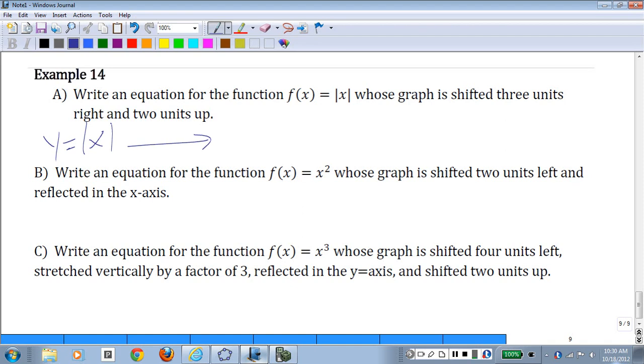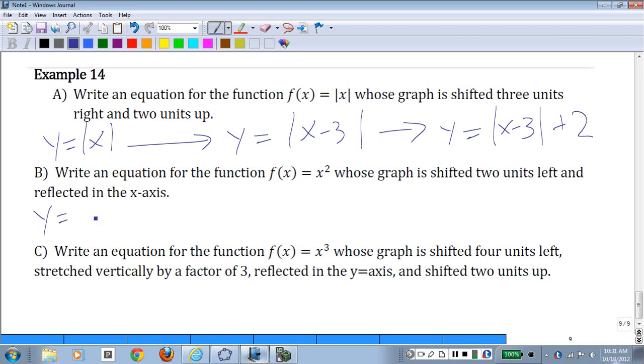Three to the right. Substitute what expression for x to go 3 to the right? X minus 3. After we do that, 2 units up. We just did that. What is that? Plus 2. Okay. So y equals the absolute value of the quantity x minus 3, and then plus 2. That will shift the graph 3 to the right and 2 up.